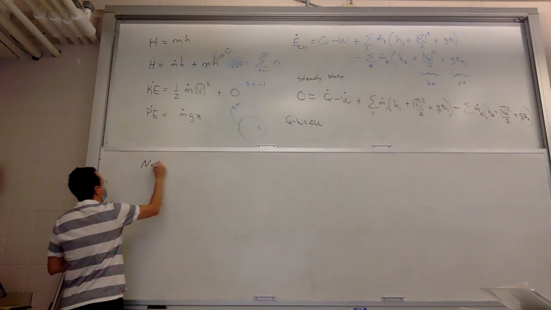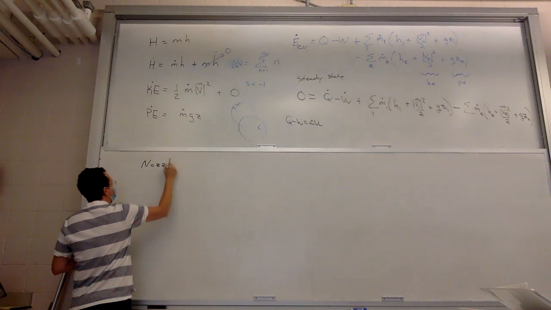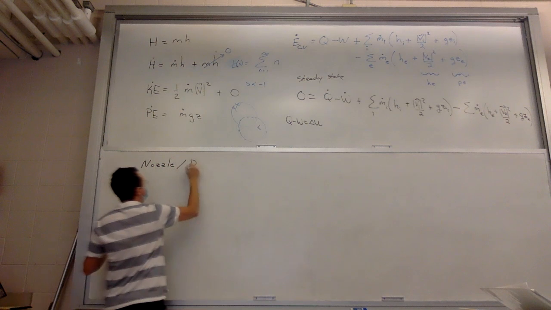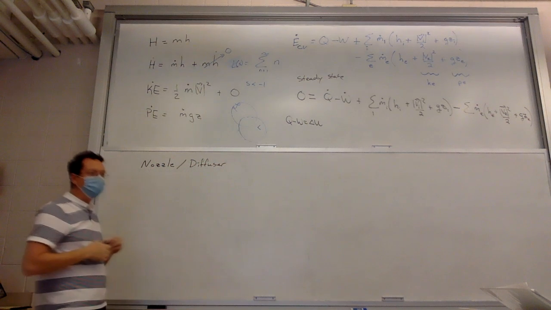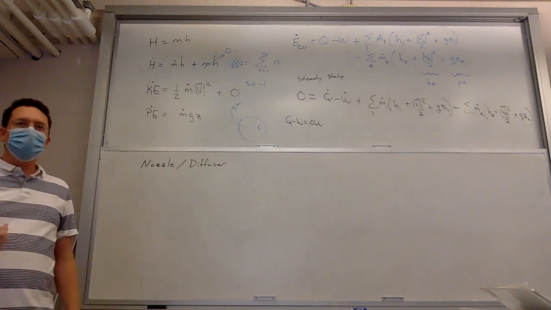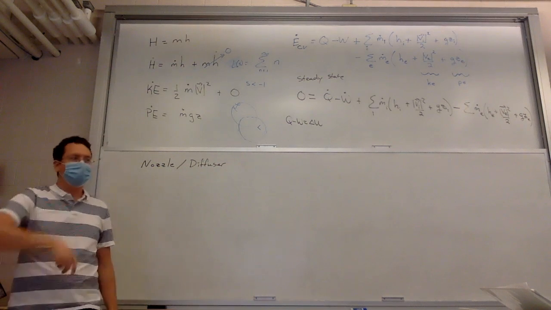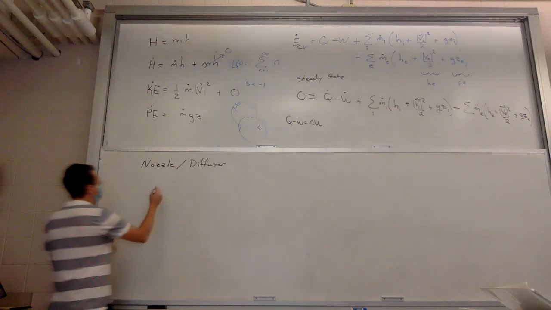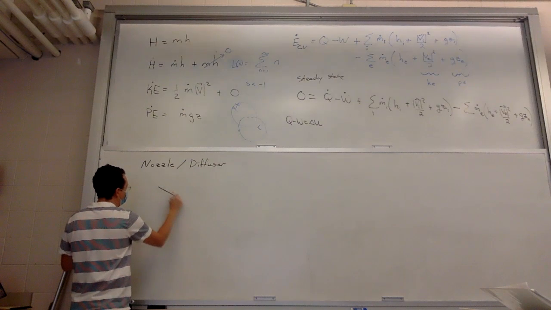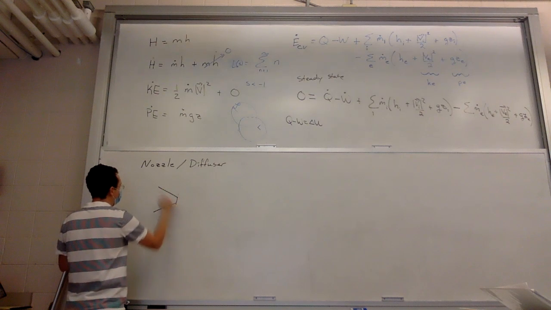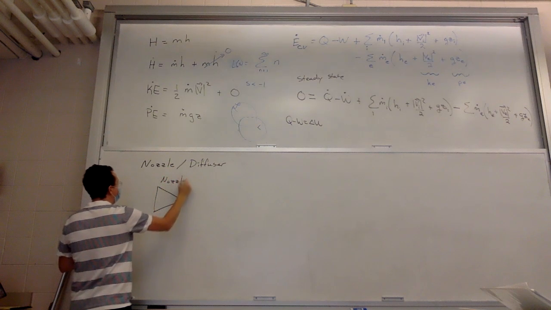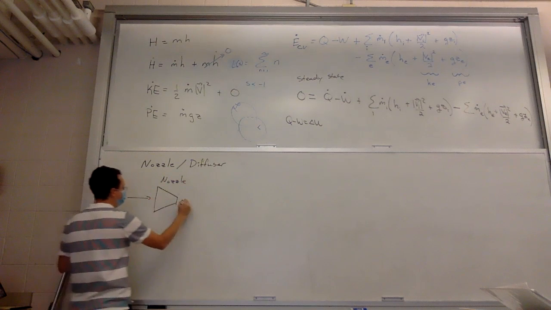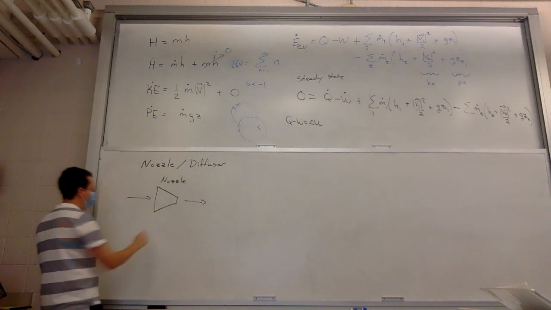Nozzles and diffusers. If you take a nozzle and you hook it in backwards, it is a diffuser. Right? So a nozzle will be like this. If I have flow going in like that, and a diffuser.